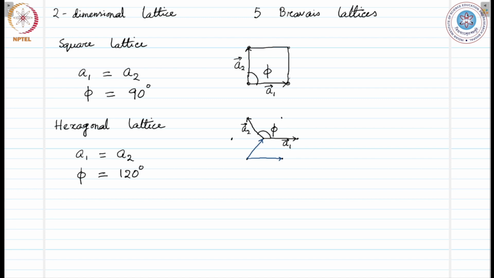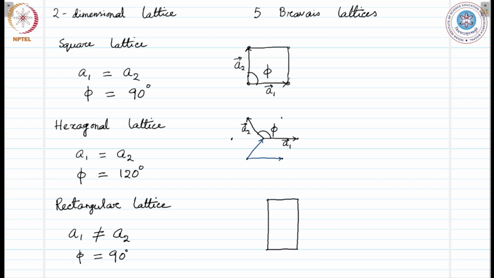And we can have rectangular lattice certainly. As the name suggests, we will have a1 not equal to a2, and the angle phi would be 90 degrees. If we draw it, we will have something like this, with the lattice points at the corners. This is a1, this is a2, and this thing repeated. That will give us a rectangular lattice. We can also have centered rectangular lattice.